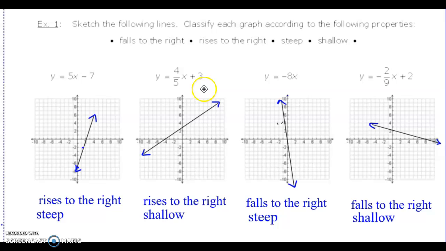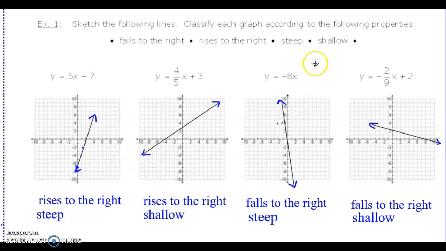Moving on to my second line, my y-intercept is 3, so I put a dot on 3. My slope is 4 over 5, so rise 4, run 5, dot, and connect. So there's my second line. Again, this second line, as I move from left to right, also rises to the right. So in terms of steep or shallow, if I compare these two with each other, I can see that clearly this one here is steeper and this one here would be shallower. So I'll label them that way.